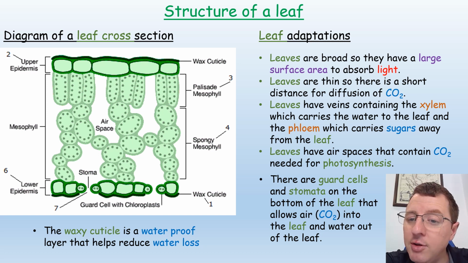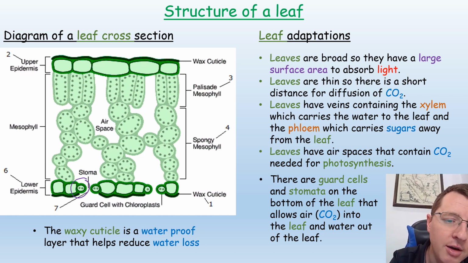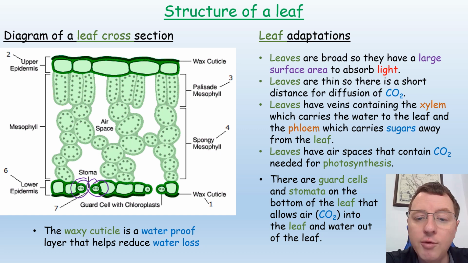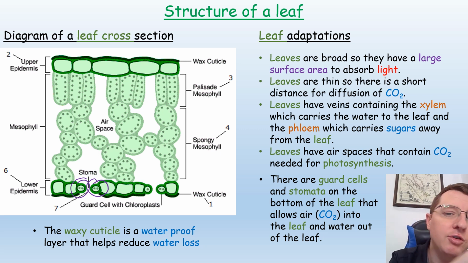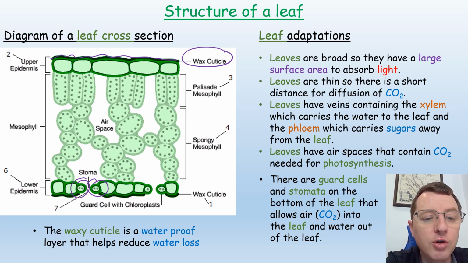Leaves have air spaces that contain carbon dioxide needed for photosynthesis. There are guard cells here on the bottom of the leaf that will allow air containing carbon dioxide into the leaf and water out of the leaf. Those guard cells can also close the stomata at night so that not too much water will be lost. And at the top we have a waxy cuticle, this layer here, which is waterproof and will help to reduce water loss.